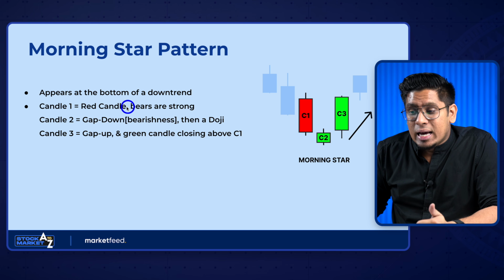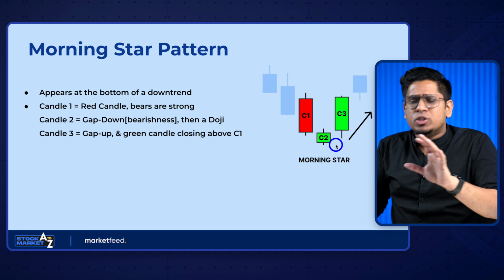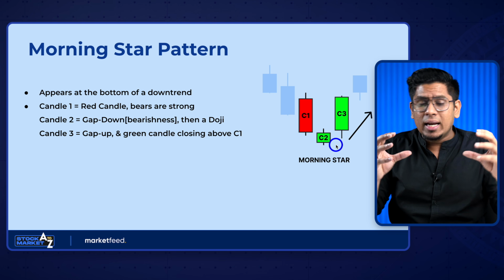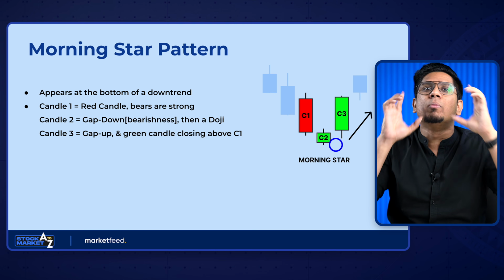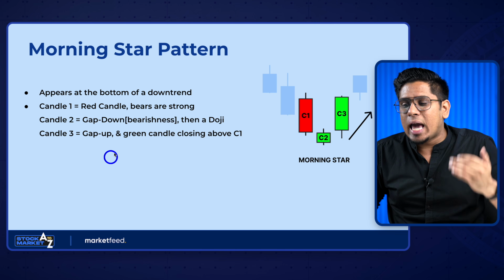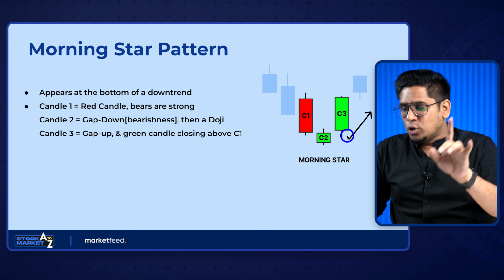So candle 1 is a red candle, bears are strong. Candle 2, gap down, bearishness, then a doji. It necessarily need not be a doji. It can even be a candle with a long wick on the lower side but a small body. It is fine. And candle 3 is a gap up and green candle closing above C1. Very clear. So what do you do here?